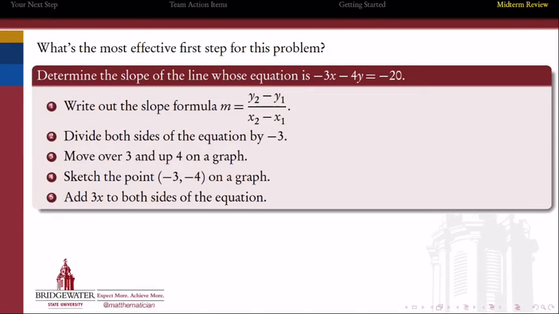In this example, I ask you to determine the slope of the line whose equation is negative 3x minus 4y equals negative 20. 5 options. Write out this slope formula. Divide both sides of the equation by this negative 3. Move over 3 and up 4 on a graph. Sketch the point negative 3, negative 4 on a graph.